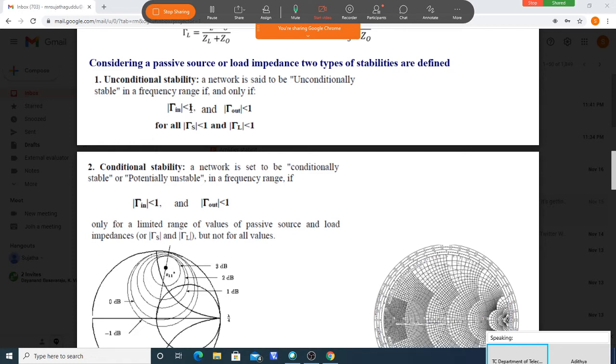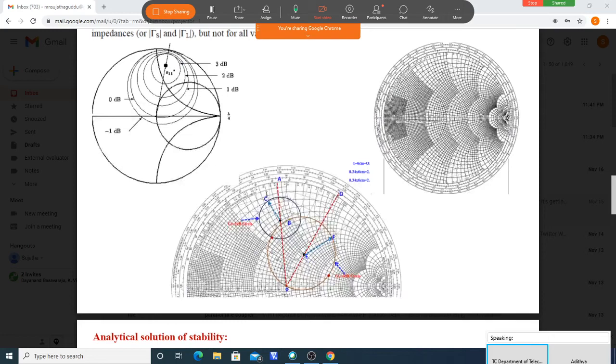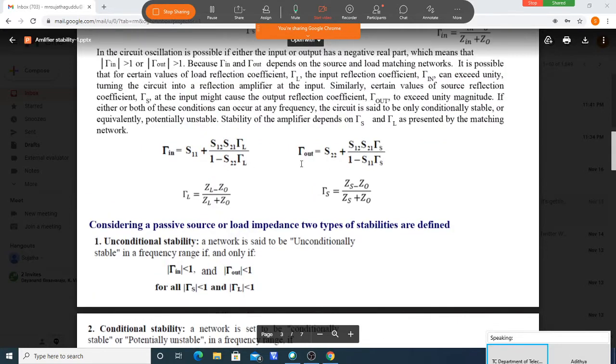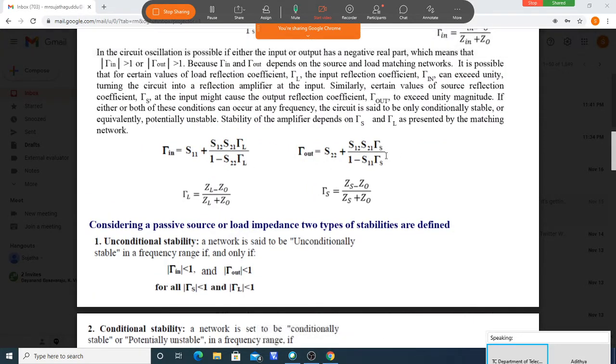ZIN must be less than 1. Okay. So, that also we have to check here. Similarly, ZS also. ZS, we cannot take any value. We have to choose a particular value. And that value must give a Z out lesser than 1. That way we have to choose.